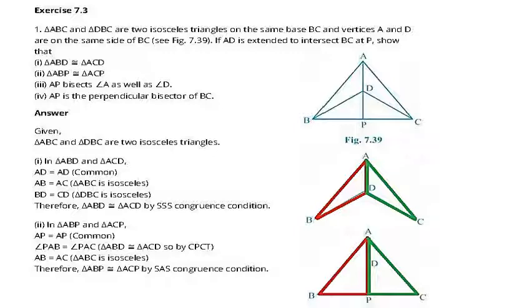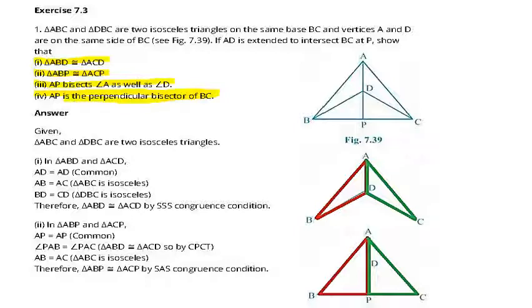The first part is show that triangle ABD is congruent to ACD. Second part, triangle ABP is congruent to triangle ACP. And third part, AP bisects angle A as well as angle D. And fourth part is AP is the perpendicular bisector of BC. We will do each and every part one by one.